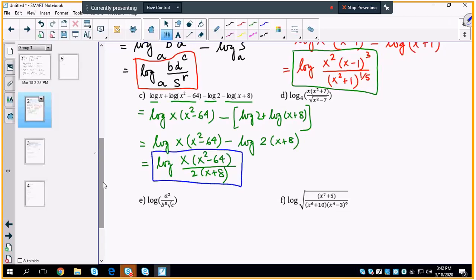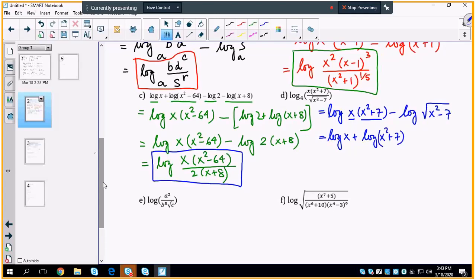When I look at the fourth one, I have only one logarithmic term. So I want to expand and make as many out of it. The first thing, I have a quotient. So use the quotient rule. You say log of x times (x squared plus 7), or log of the top, minus log of square root of (x squared minus 7), which is the bottom. Now remember, this is a product of two terms, so use the product rule. It's log of x plus log of (x squared plus 7).